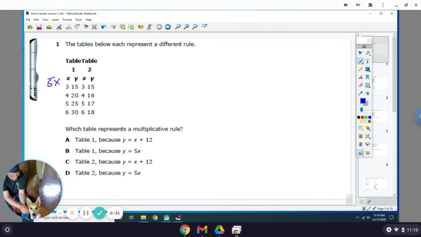So it's not multiplicative, it's additive. So that's x plus 1. And it asks which table represents a multiplicative rule. So basically get rid of A and C because they're adding. That's not correct. And B is table 1 because it's multiplying by 5.